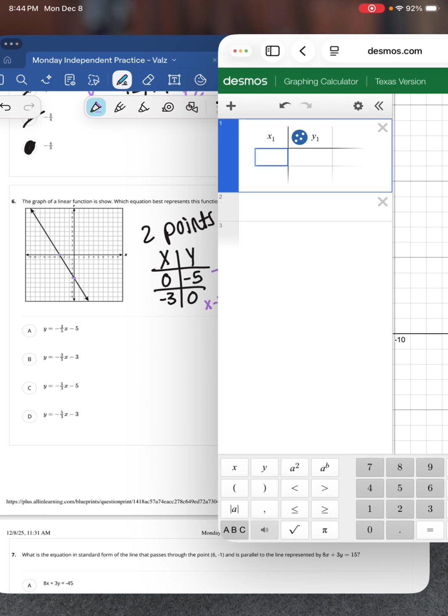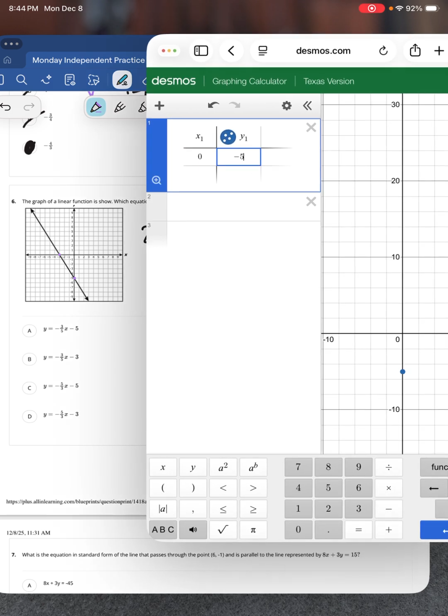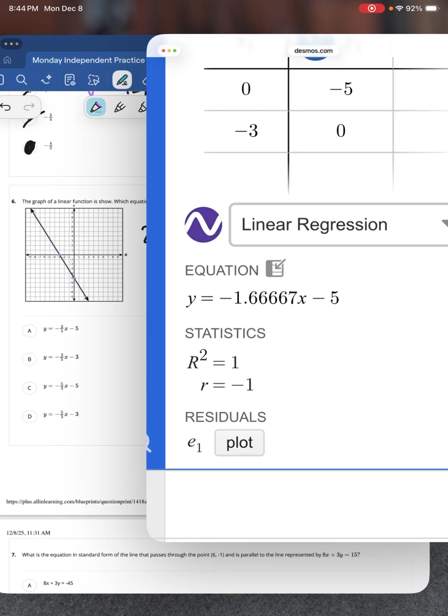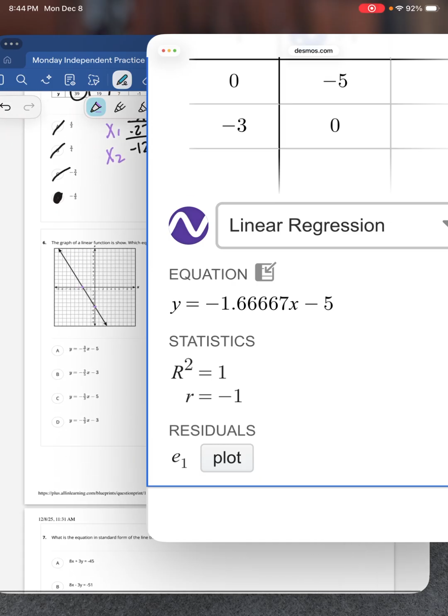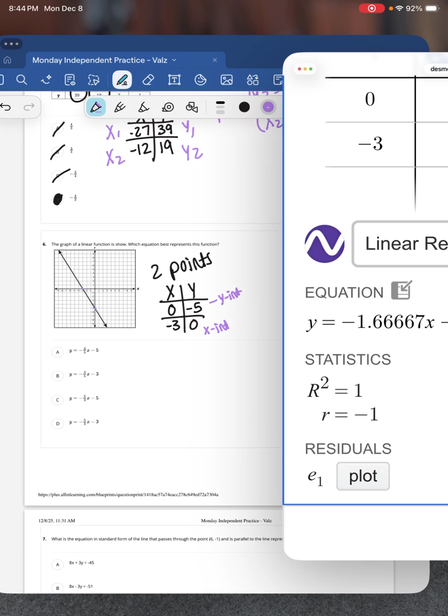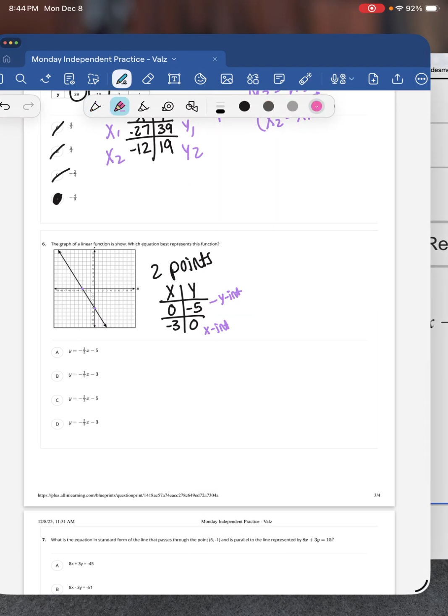So we plug in our 2 points. So 0, -5, and -3, 0. And there we have our equation of a line. So again, if you don't remember, well, you should remember the slope of a line formula since it's on your STAAR reference sheet, but let's just say you don't. So we have x1, x2, y1, y2. So we can always use our formula to plug those in.